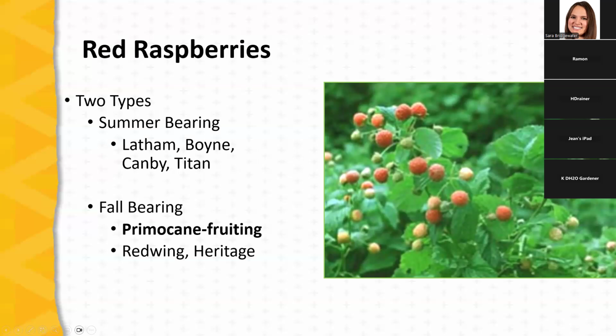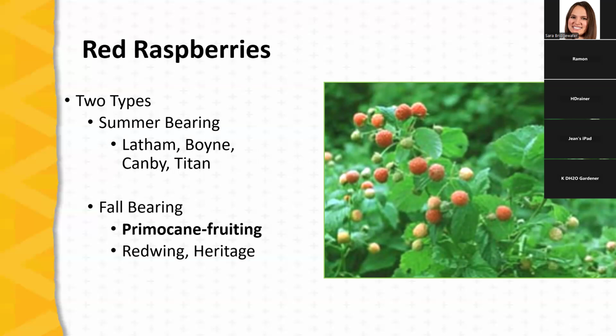Raspberry, we talked a little bit. There are two types, summer bearing. We talked about that. Those are the ones that produce in the second year. And the fall bearing are the ones that produce the primocane in the first year. And do you have different varieties in there for this particular crop?